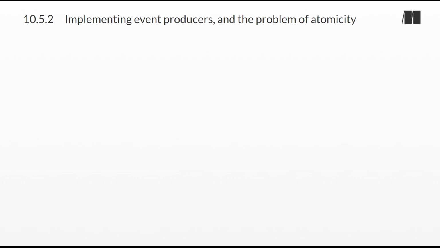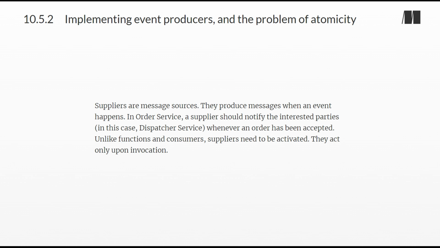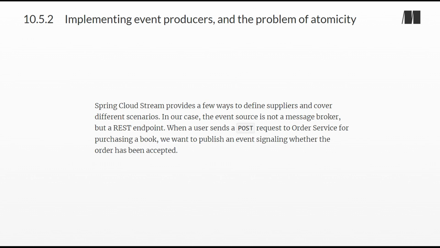Section 10.5.2, Implementing Event Producers and the Problem of Atomicity. Suppliers are message sources. They produce messages when an event happens. In Order Service, a supplier should notify the interested parties, in this case Dispatcher Service, whenever an order has been accepted. Unlike functions and consumers, suppliers need to be activated. They act only upon invocation. Spring Cloud Stream provides a few ways to define suppliers and cover different scenarios. In our case, the event source is not a message broker, but a REST endpoint.